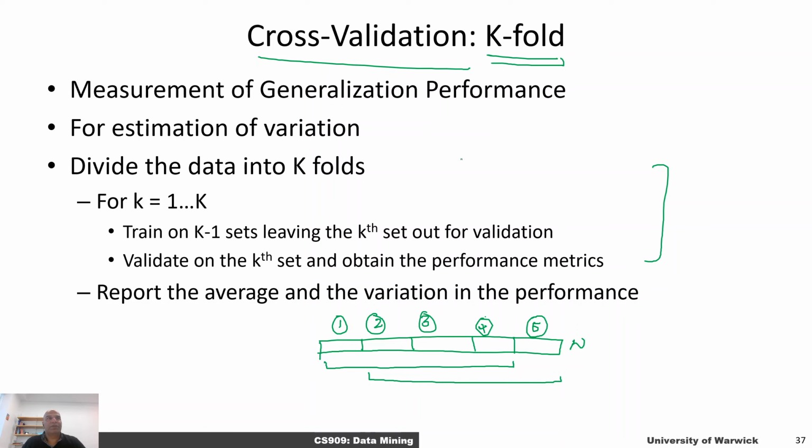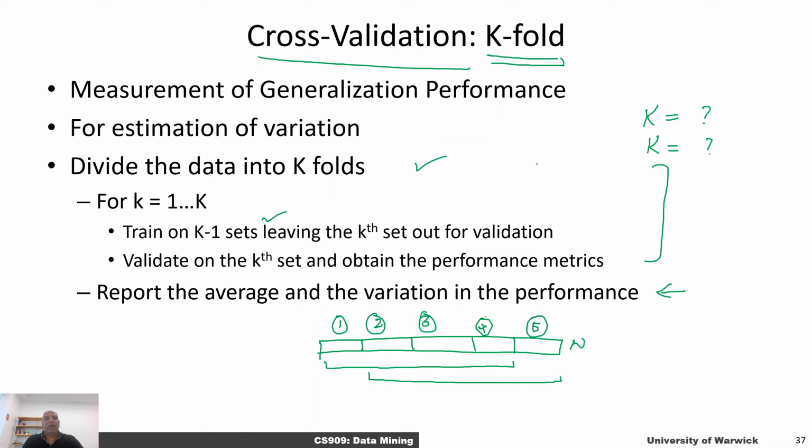So what we do is we divide the data set into k folds. We train on k minus 1 folds, leaving the kth fold out for validation or for computation of performance metrics. And then you can report the average and variation of those folds. But I want you to think about it: what happens when the value of k is small? What is the smallest value of k we can use? So you may want to pause the video. What is the smallest value and what is the largest value of k we can use?